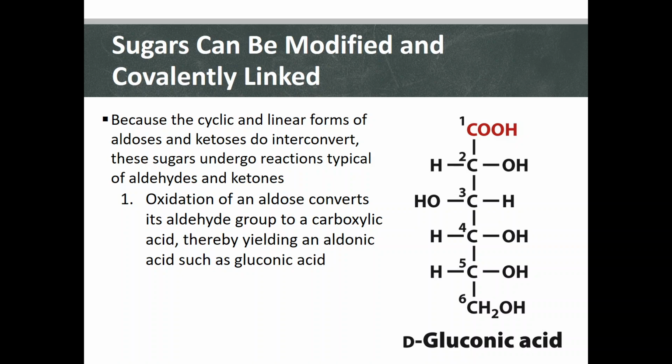The first of which is just simple oxidation of your aldehyde group to a carboxylic acid. So here, this C1 group would normally be an aldehyde. If you oxidize that to a carboxylic acid, you now have something called an aldonic acid. So this is not an aldose anymore. It is an aldonic acid. Aldonic acids are named by appending the suffix -onic acid to the root of the parent aldose. So if you started with D-glucose, now you have D-gluconic acid.